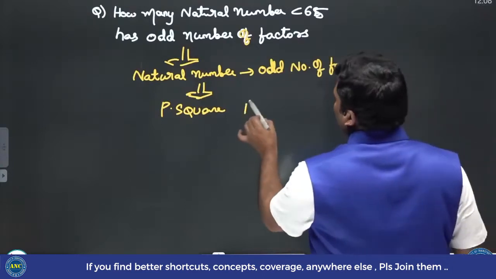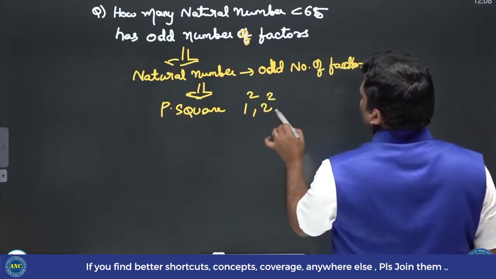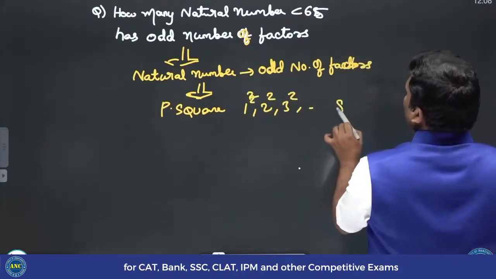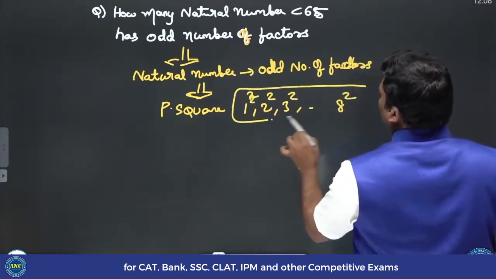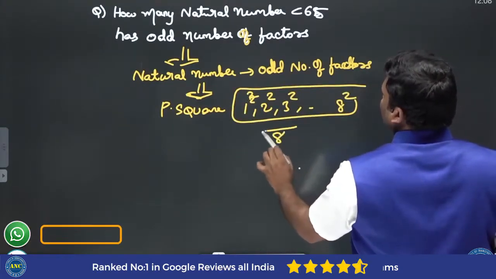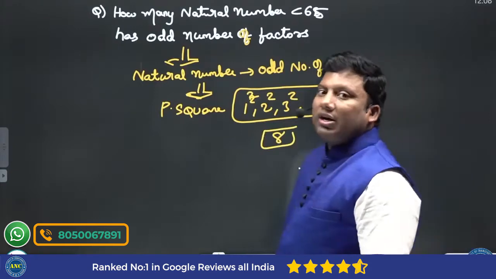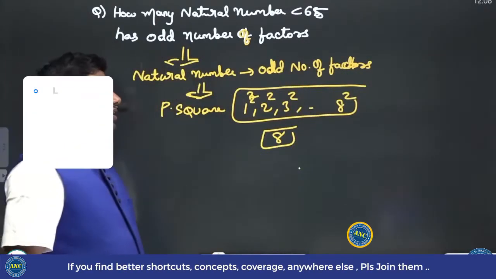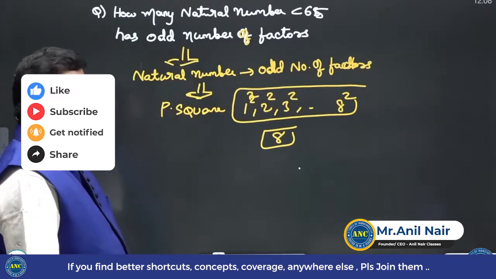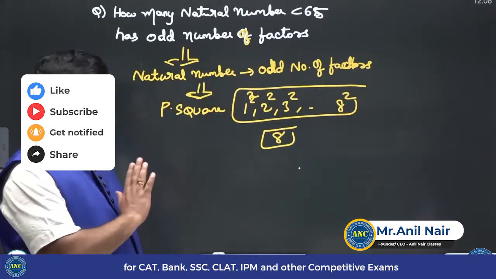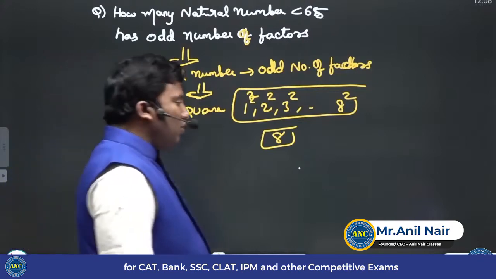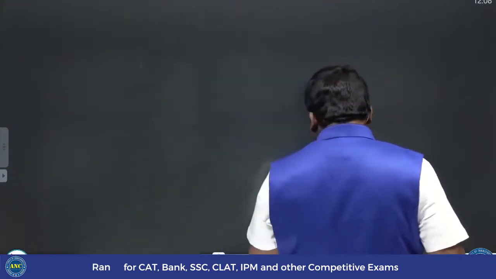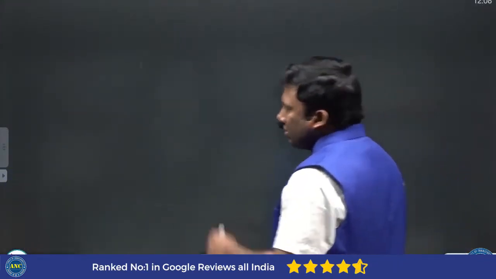How many perfect squares are there? 1 square, 2 square, 3 square, and so on up to 8 square. How many natural numbers less than 65 have an odd number of factors? The answer will be 8. All the perfect squares less than 65 have an odd number of factors. I hope it is clear. One more question.